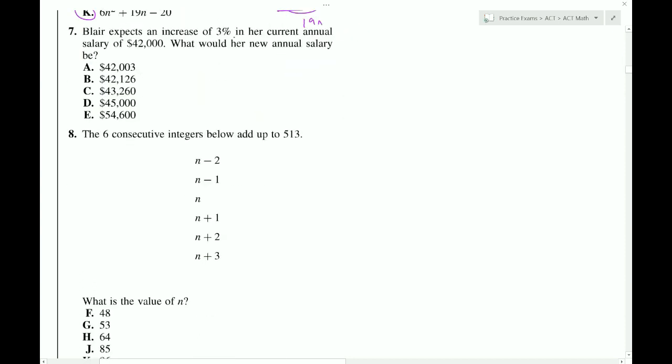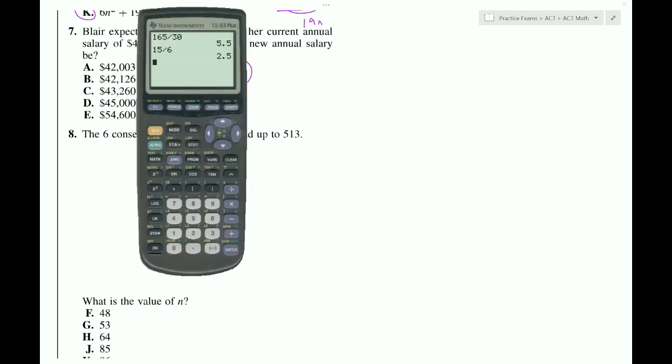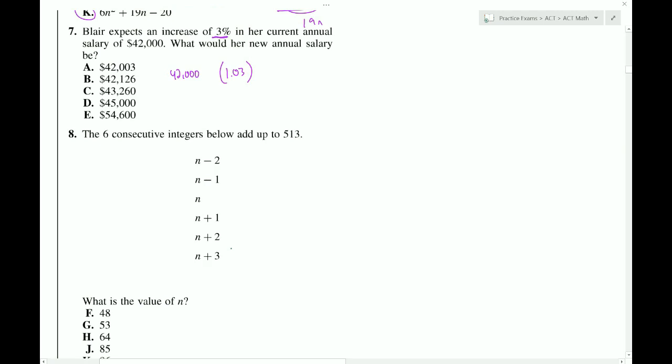Blair expects a 3% increase. What would her new salary be? Well, here's where multipliers really shine. So you do 1.03. You always start with 1 when you do multipliers, and you either add or subtract the decimal equivalent. So the decimal equivalent here would be 0.03, and we're adding it because it's a percent increase. 42,000 times 1.03. So grab the calculator, 42,000 times 1.03. We get 43,260.